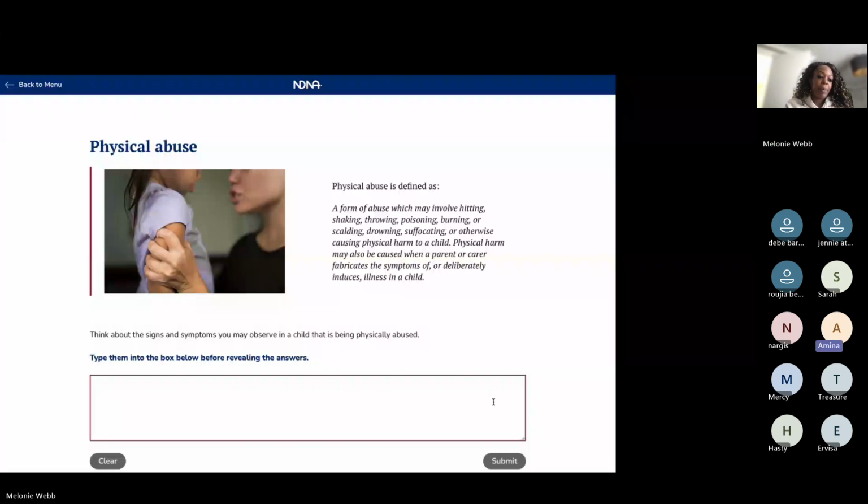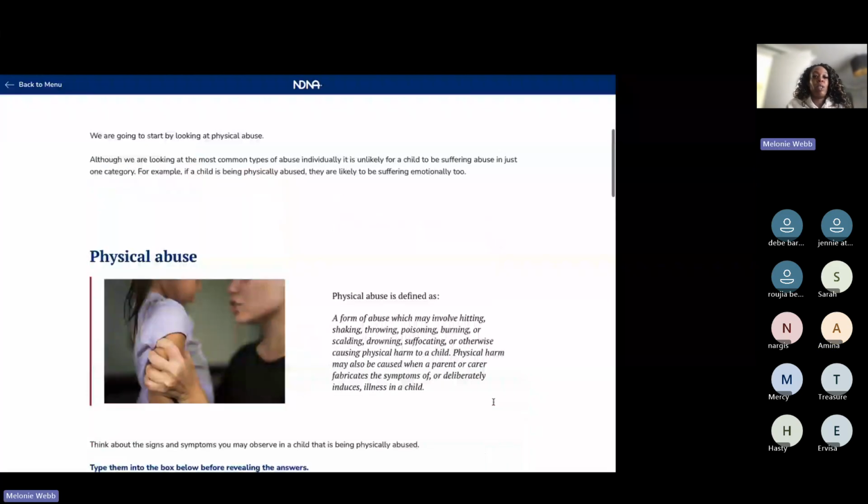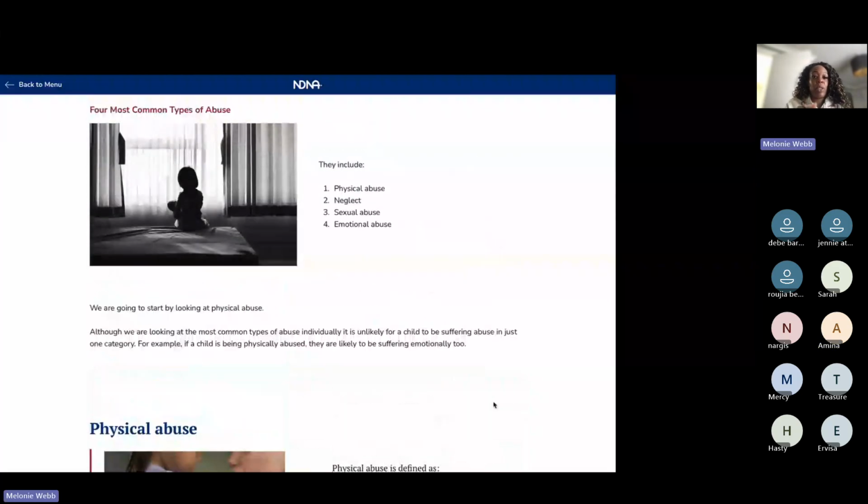Mel, can I ask? You know, it used to be sexual, physical, emotional, neglect, and domestic. It's not domestic anymore. It is, but we're just looking at the moment at the 4 most common types. Oh, okay, sorry. That's okay.